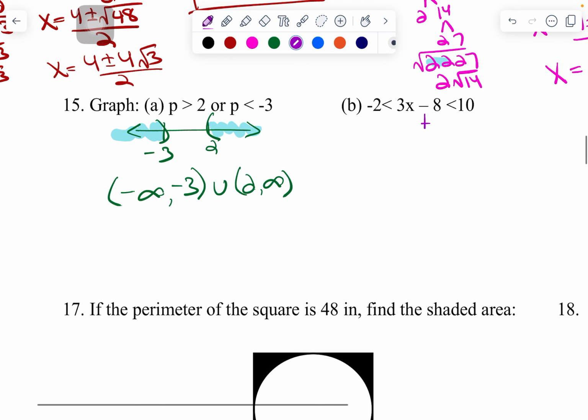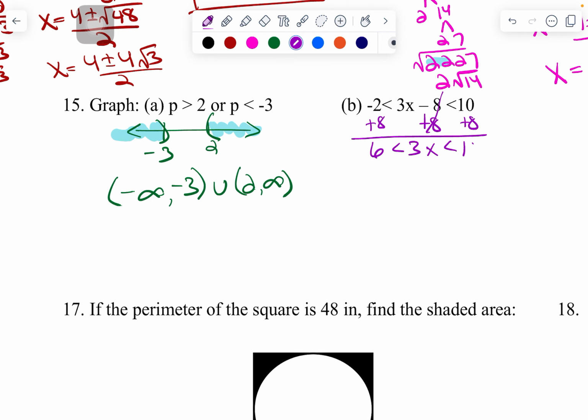So we have to solve this first. We're going to add 8, add 8, add 8. So negative 2 plus 8 is 6, less than 3x, which is less than 18. I'm going to divide all three parts by 3. So 2 is less than x, which is less than 6. Now I'm going to go ahead and graph it.